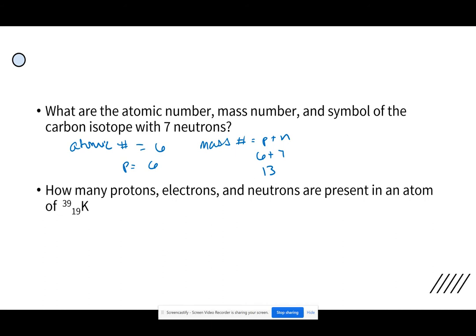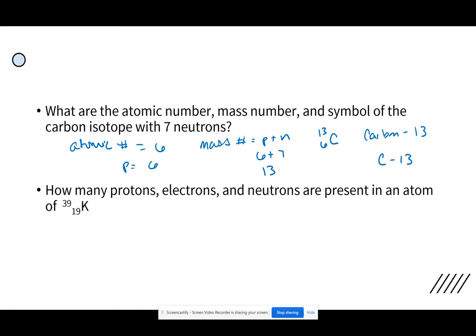And then the symbol, we could write it one of 2 ways. We could write it as carbon with 13 on top, the mass number, and 6 on the bottom, the atomic number, or we could write it as carbon-13, or even less common, I rarely ever do this, just the symbol and then the mass. All 3 of those would be a way to indicate that you have that isotope of carbon.